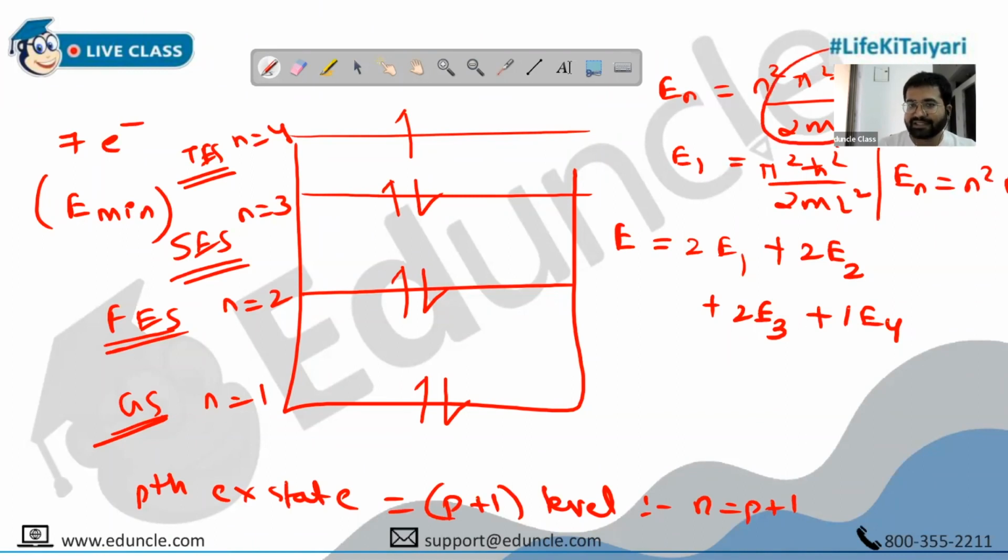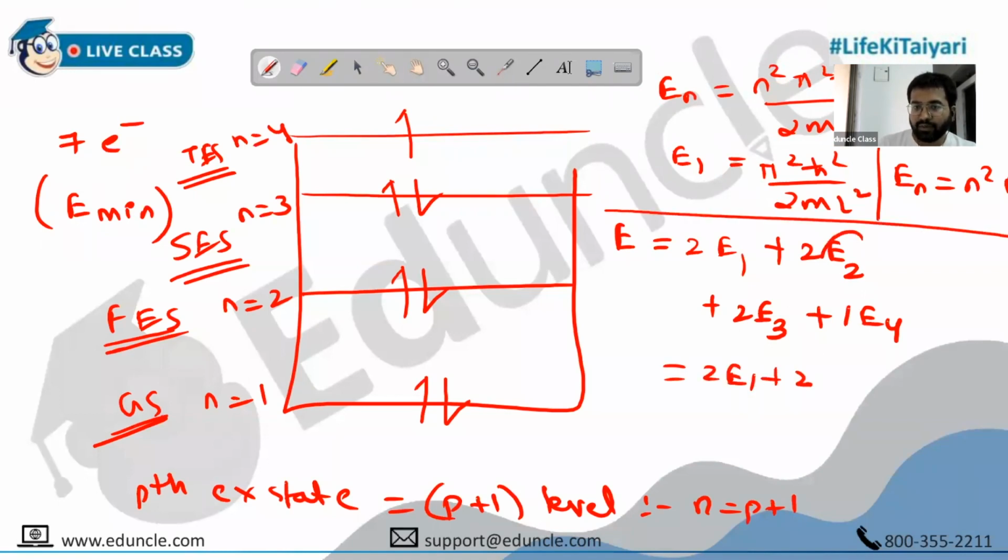Because E1 is pi square h cut square upon 2 m L square. So what will be E n? N square into E1. I hope this is clear. So 2 E1 plus 2 into E n is n square E1. So E2 would be 2 square E1, 2 into E3 will be 3 square E1, and 1 into E4 will be 4 square E1.